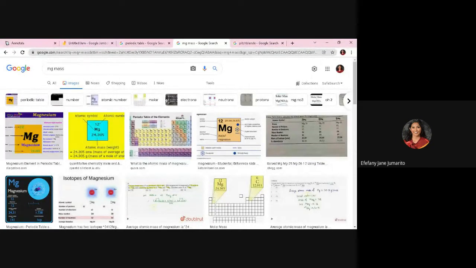The atomic mass of magnesium is 24.305. So how many protons? 12, ma'am. How many neutrons? 12, ma'am. Yes. Okay, so it is the mass minus the protons.